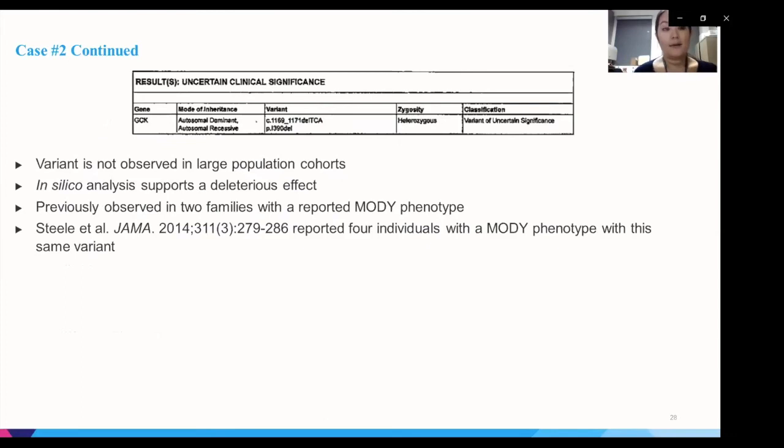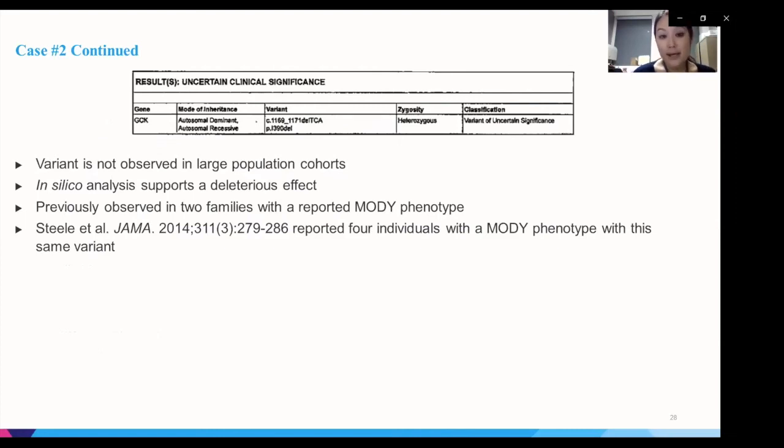And as I mentioned before, not everything is black and white. We actually found a variant of uncertain significance in GCK, which is a gene associated with adult autosomal dominant MODY. But when we dug into this variant a little bit deeper, we saw that this variant is not observed in large population cohorts.